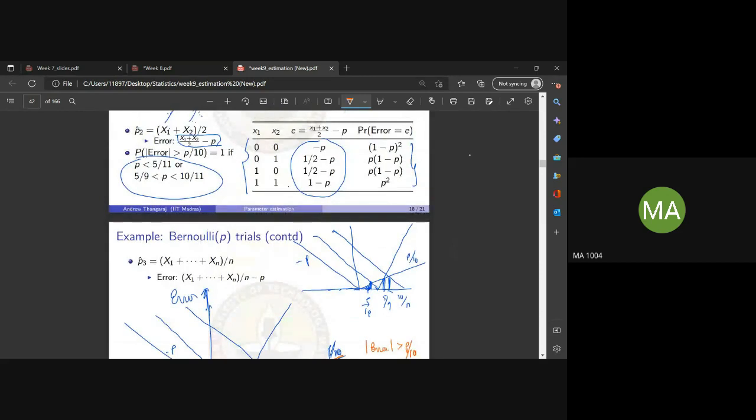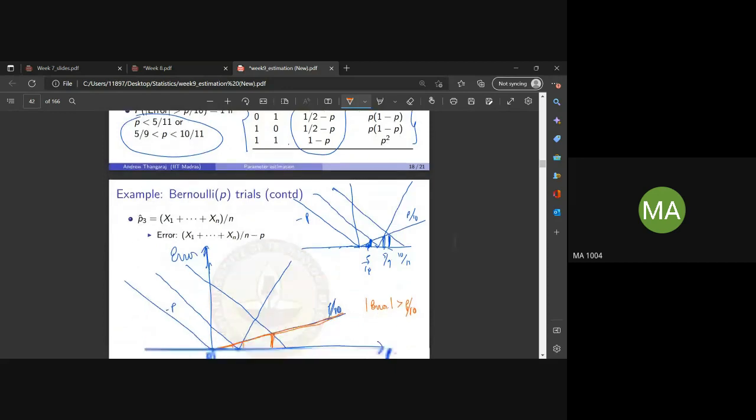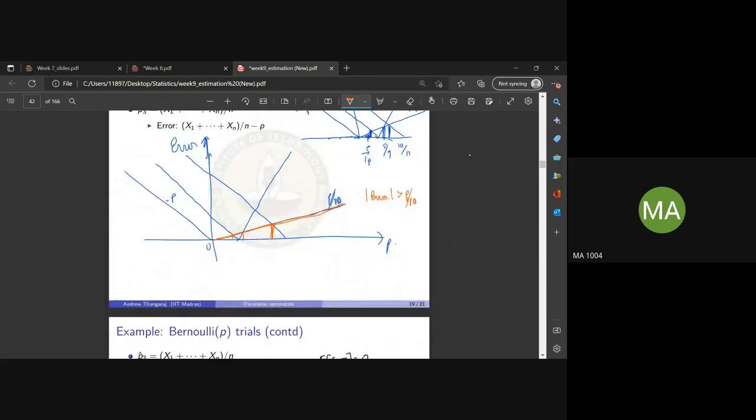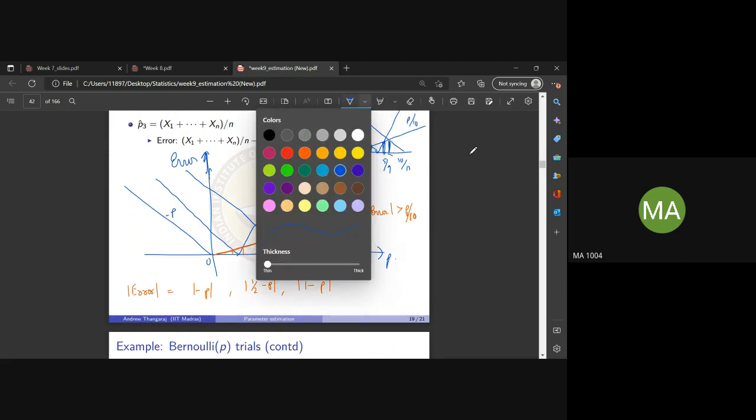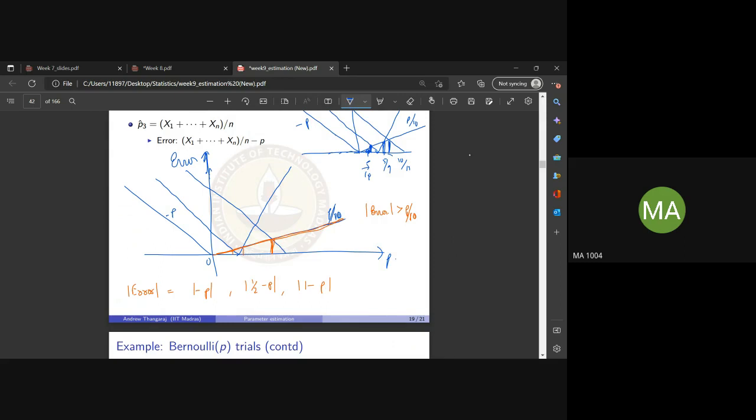The error was minus p, 1 by 2 minus p, 1 minus p. Now if you take the mod of all this, so mod of error is basically mod of minus p, then you have 1 by 2 minus p, then you have 1 minus p. Okay. I haven't plotted the whole graph here. So minus p, you'll have this graph. Then 1 by 2 minus p I have drawn over here. Okay. And 1 minus p will be something like this.